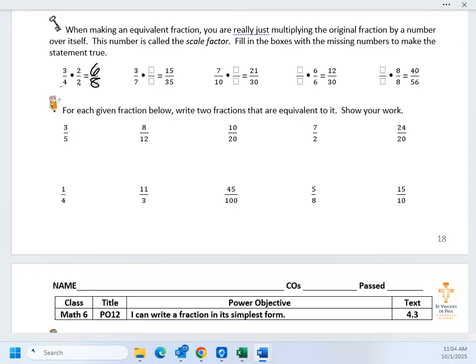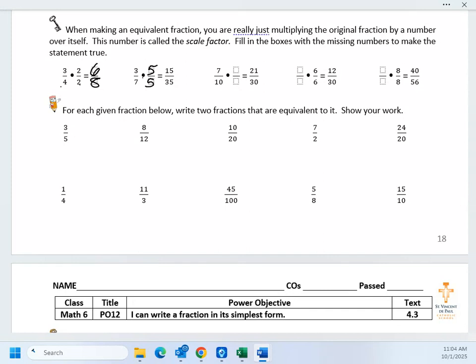Now I have 3/7 is equivalent to 15 over 35. What scale factor did I multiply by, Michael? 5 over 5. 7 times 5 is 35. 3 times 5 is 15. Okay, you're going to do the next 3 on your own. Figure out what the scale factor is. Figure out what our first fractions were.